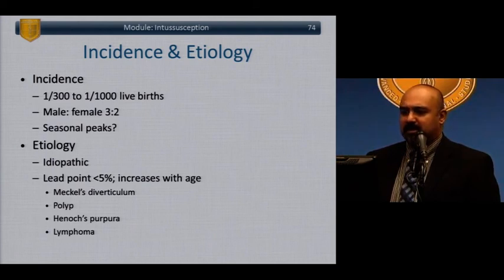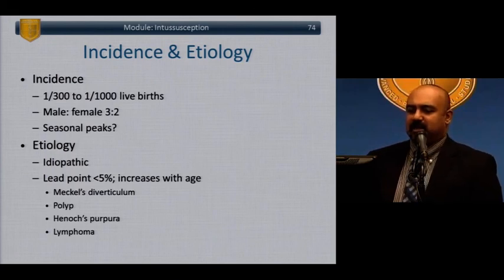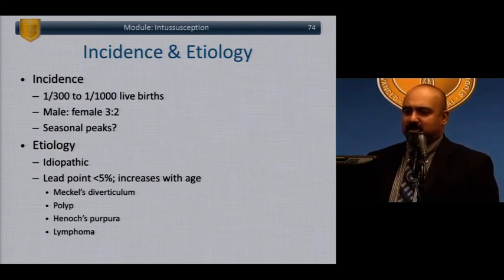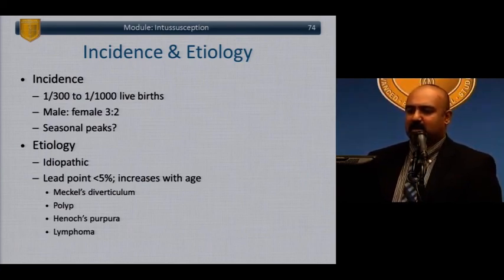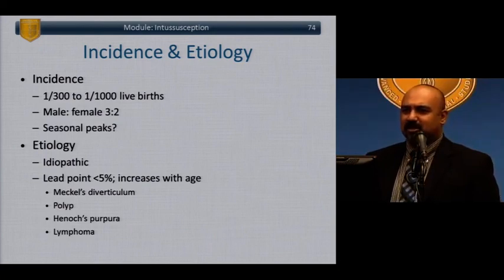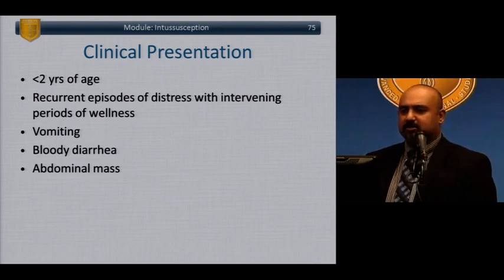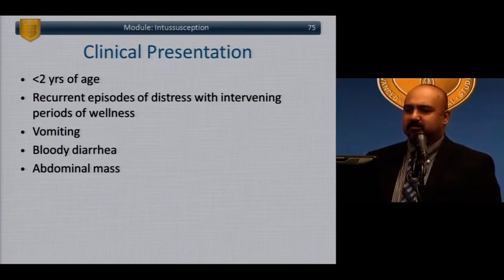Etiology is usually idiopathic. Lead points, we only see in less than 5%. A lead point is the point that's causing the intussusception. If you see a 10-year-old or 12-year-old with an intussusception, you may be a little bit more concerned about a lead point. These lead points can be a Meckel's diverticulum, a polyp, or lymphoma. Sometimes they've had appendicitis in the past that was undiagnosed, and that appendix can have scar tissue that can also be a lead point. Usually it's less than 2 years of age, between 6 months and 2 years.